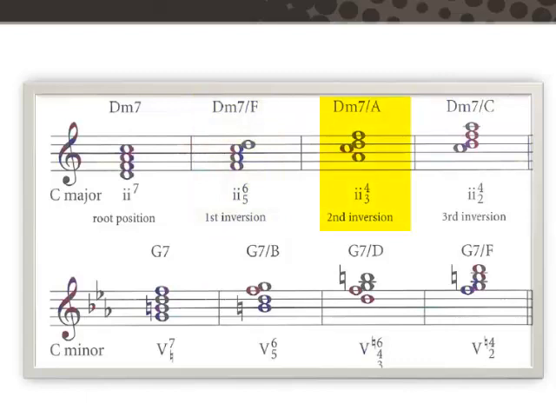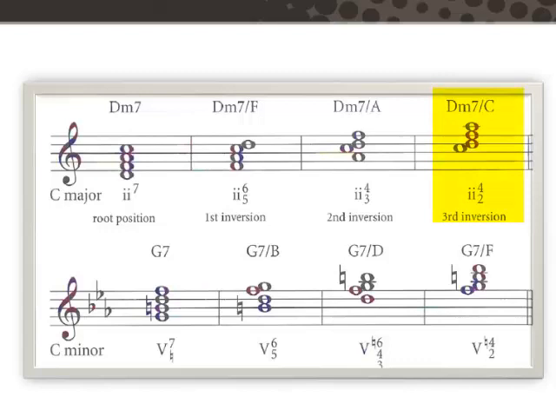In our next chord, it's a 2/4/3, which is a second inversion chord. And we know then it's a 4-3 because there's a fourth above the root, which is D, and there's a third above the root, which is a C. And that's a D minor 7, A.